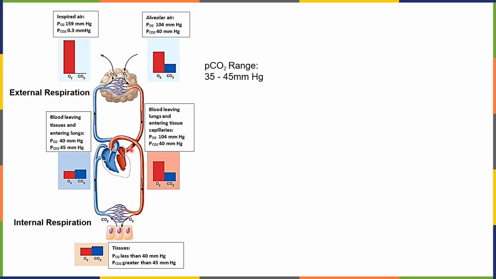Now oxygenated blood goes out into the tissues, and then in the tissue, the oxygen's a little bit lower, so we give off oxygen. CO2 is a little bit higher, so we take on CO2 and repeat the cycle.